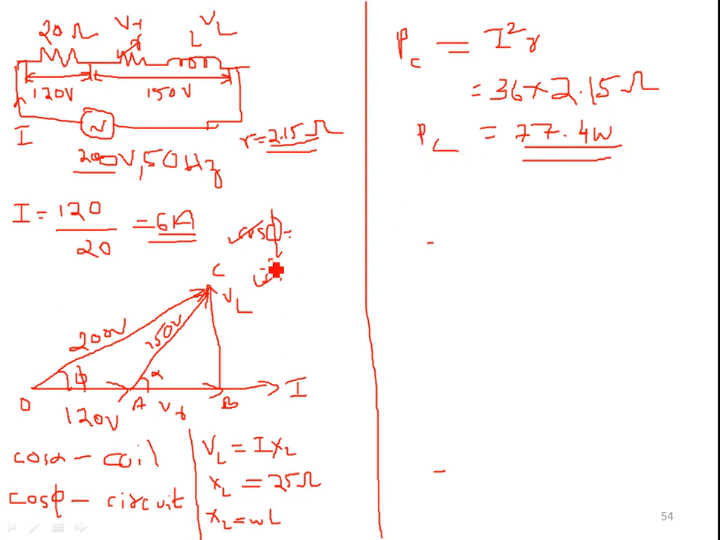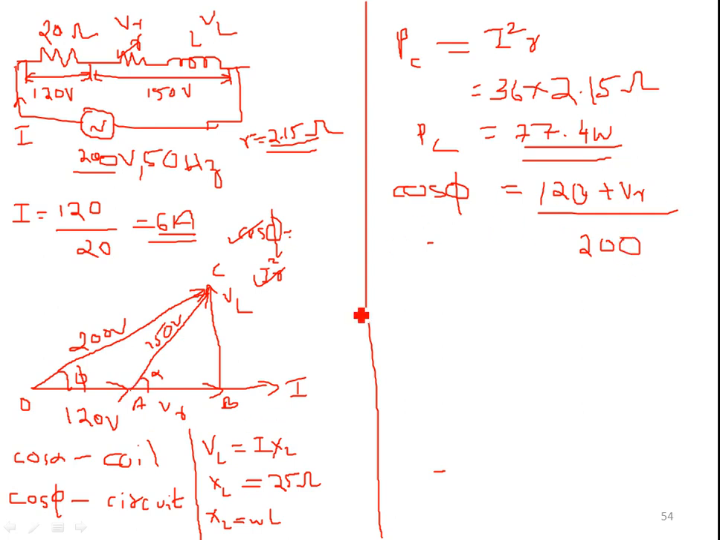Now, we need to find cos phi. How will you find cos phi? Before going into that, let me take it. What is power factor? If you look into triangle OBC, cos phi is 120 plus VR, whole divided by 200. So cos phi is 120 plus VR whole divided by 200.